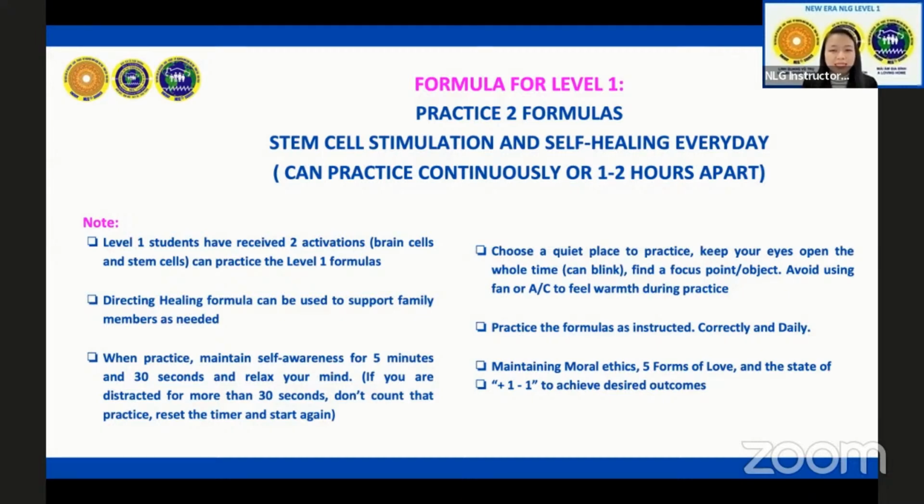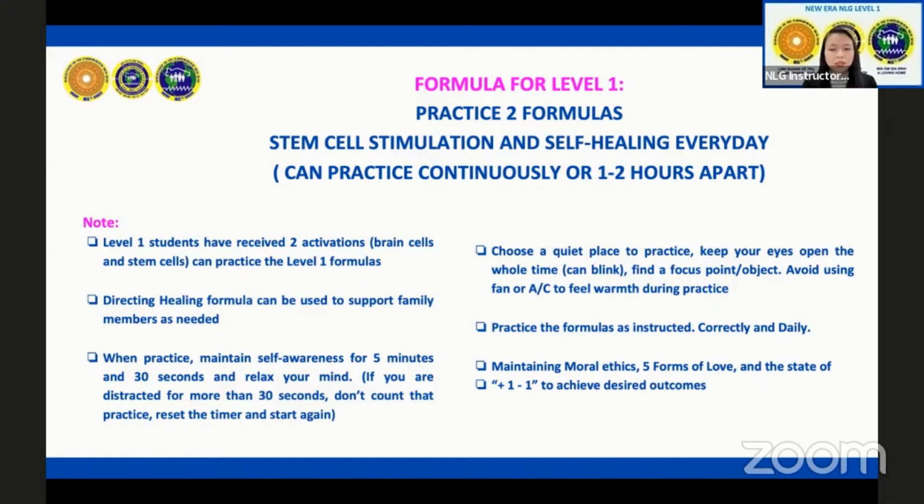Of course, choose a quiet place to practice. Keep your eyes open the entire time. You can blink, yes. Find a focus point or object. Some people look at the wall, right? And that's fine. And avoid using a fan or AC to feel warmth during practice. With the fans blowing right at your face, a lot of the time it prevents you from feeling that warmth, because a lot of the time these warmths are very subtle. It's not like you feel super hot or anything, but you just feel this really mildly warm sensation. And so those are some of the things that you'll be looking for.